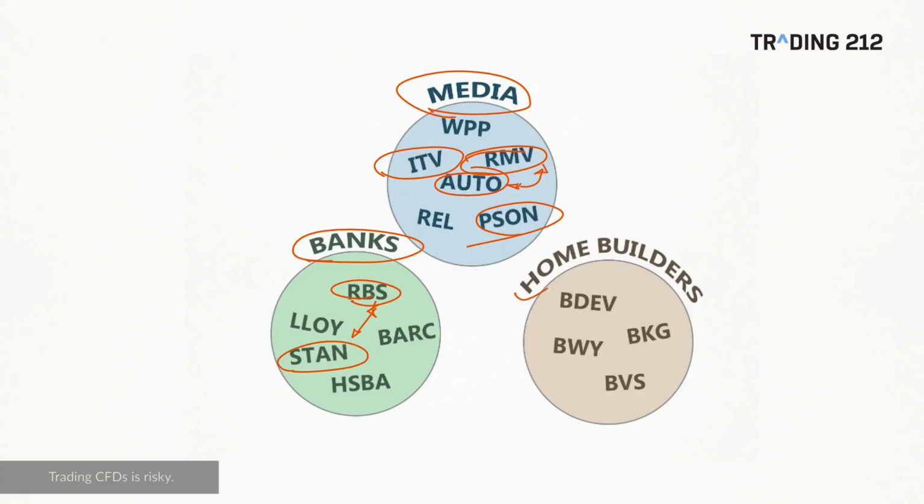So this final industry is home builders, and the two companies I'm actually going to look at for my example are Barratt Developments and Berkeley Group Holdings. And these are both UK-based home builders, so pretty similar. So these are the two that we're going to take a look at.